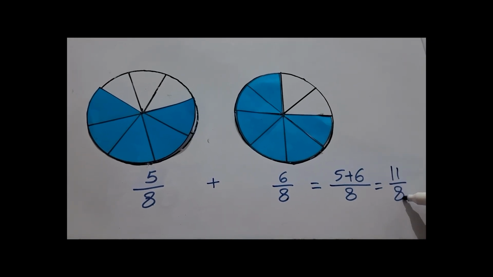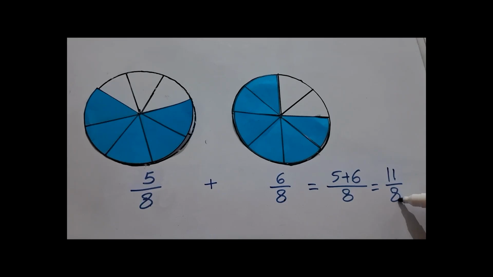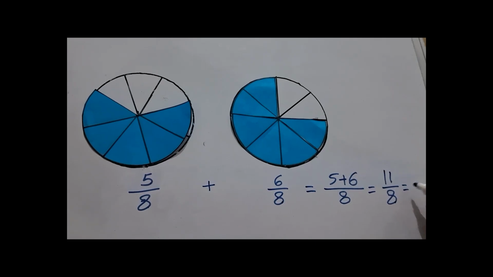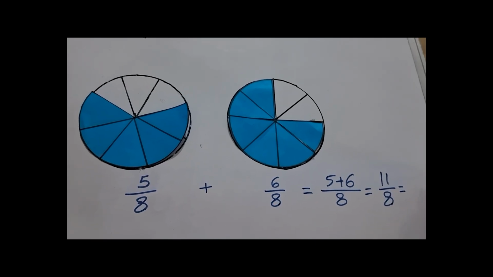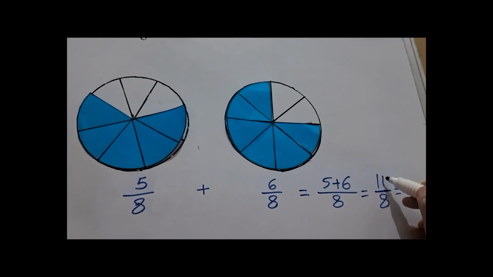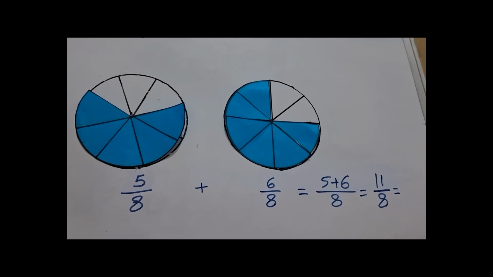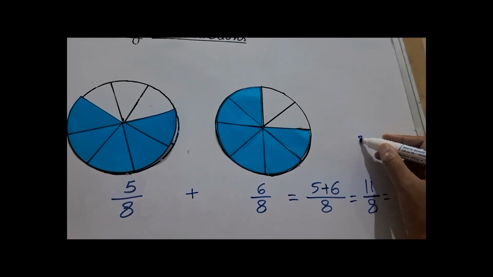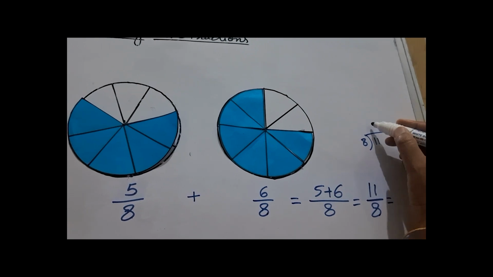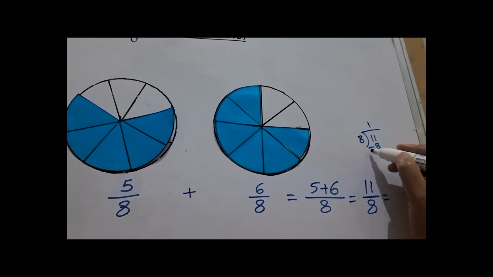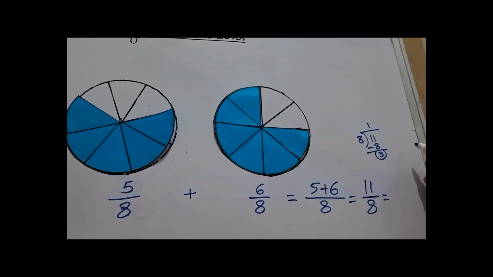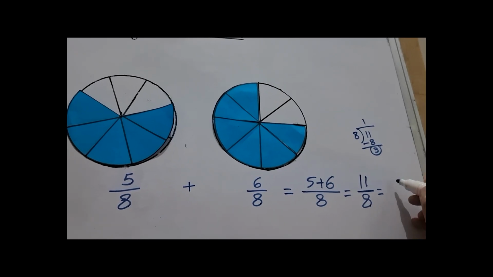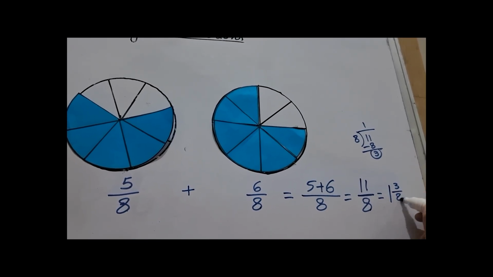But we can see that the numerator is greater than the denominator. That means it is an improper fraction. That means it can be converted to a mixed fraction. That means an improper fraction always has a whole number. So what will be that whole number? We will find out. When we divide 11 by 8, then we will get 1, and 3 is the remainder. So the mixed fraction for this improper fraction will be 1 3 by 8.